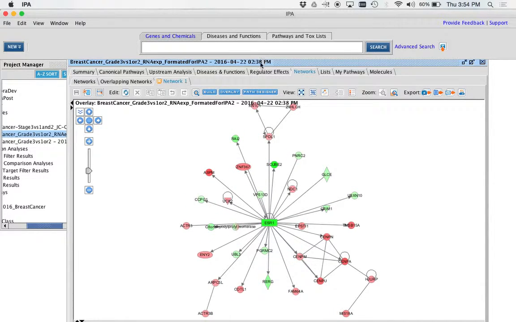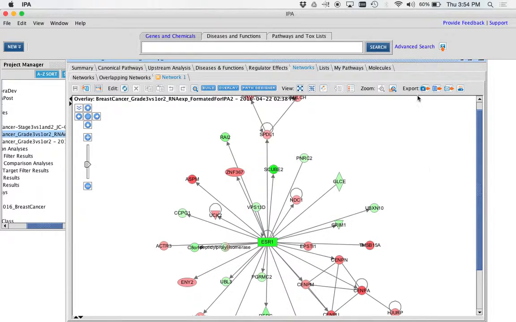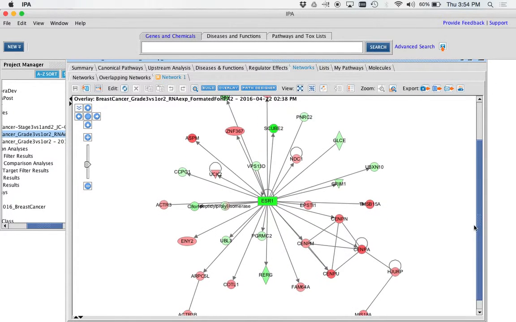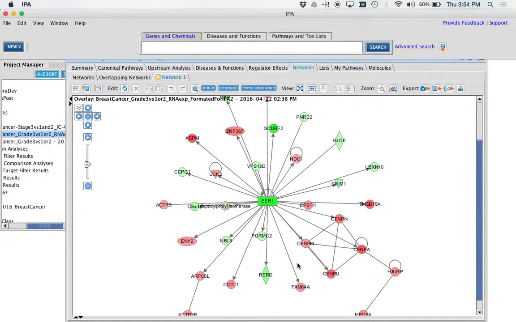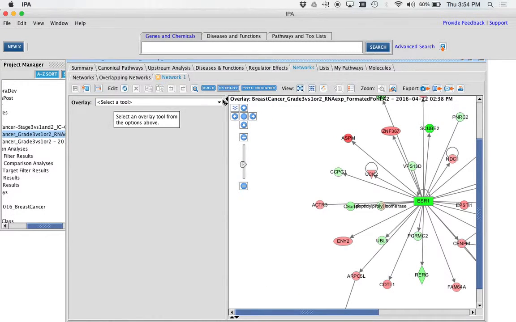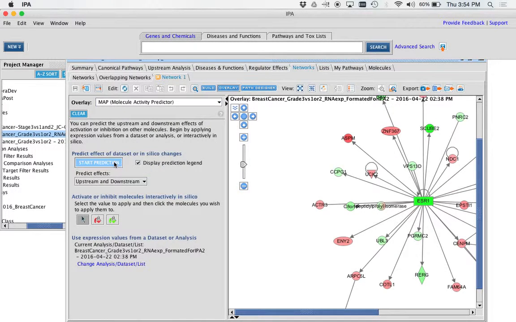Can everybody see that? Everybody see what's in the middle there? Yes, yeah, that's an estrogen receptor again. Look at all the things it's interacting with. Again, it's going down, but a lot of these things are going up. We can actually color these relationships. If the software knows what this relationship is, it'll give that. So I can go overlay, and I can go to map activity predictor. I'll say start prediction.